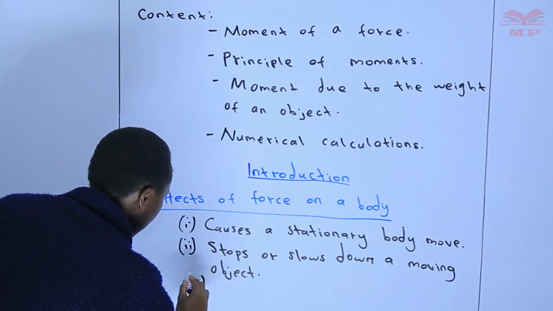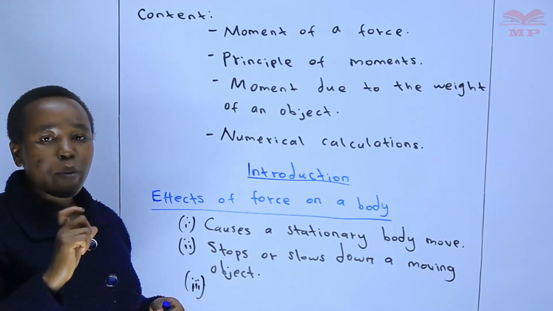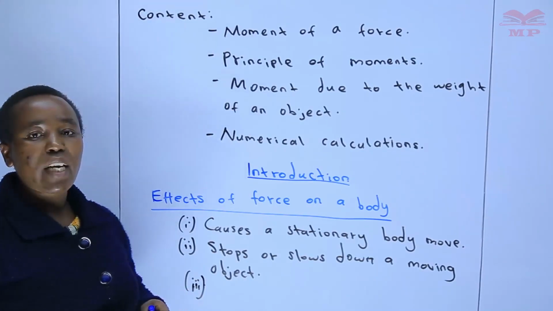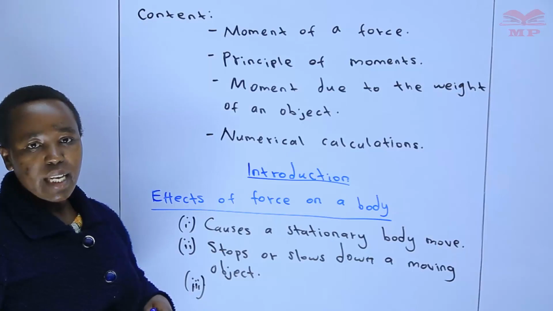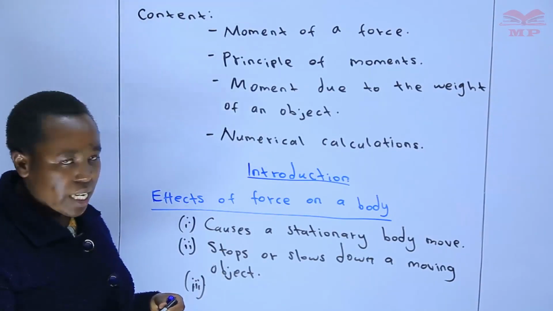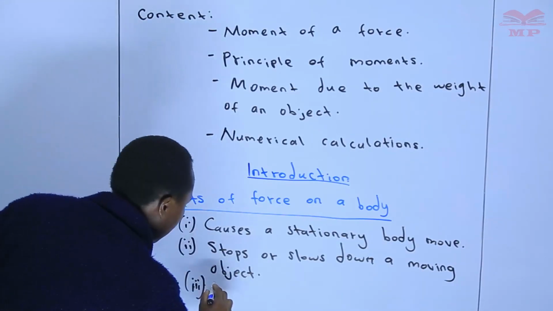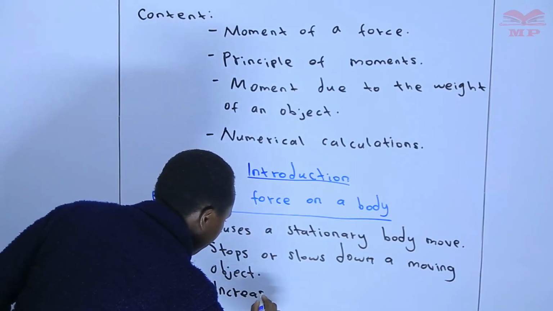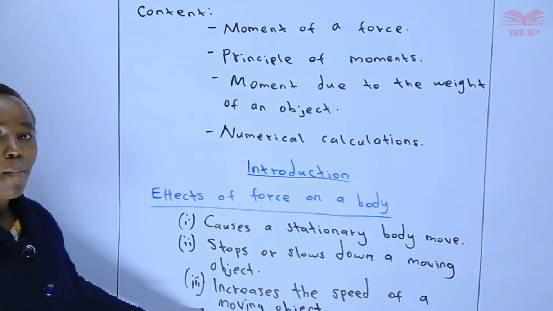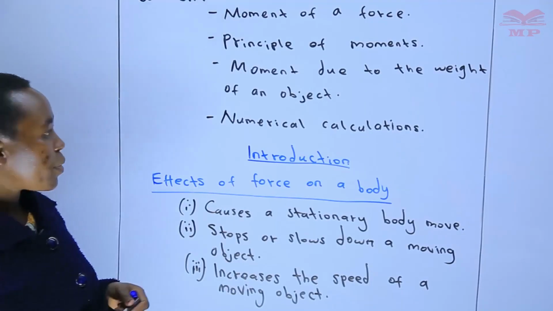Again, we can say that force can also increase the speed of a moving object. So if the object was moving at, let's say, 60 kilometers per hour, it can increase its speed. That is an application of force. So we can also say that it increases the speed of a moving object. Which is the other effect of force on an object?